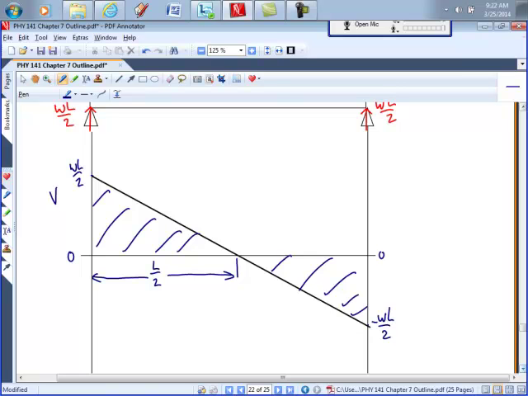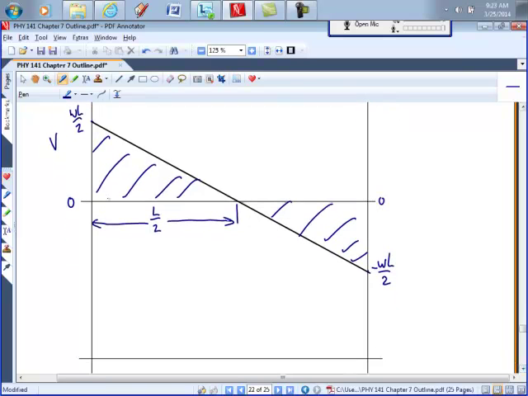Where's the maximum moment going to be? The maximum moment is going to be at the center, right? Because we can see moment's going to start at 0 because there's no reaction moment at A or B. And this is going to be an area that's increasing to this point, and then the area is going to be decreasing. So my moment diagram would be a parabolic shape with a vertex right there.